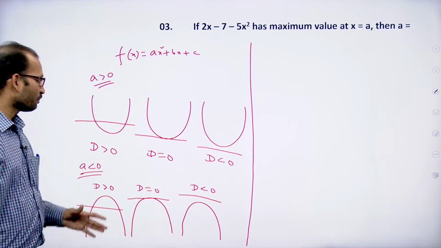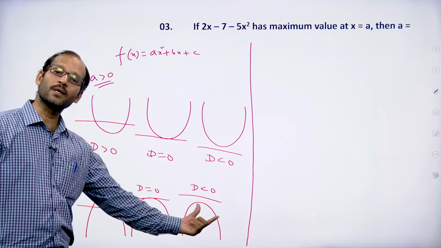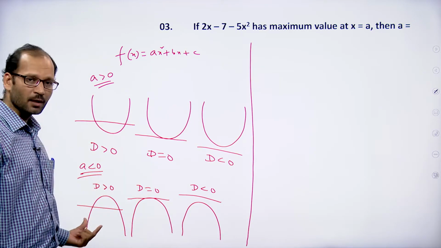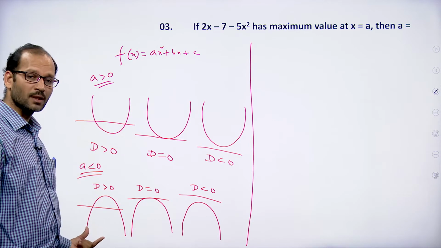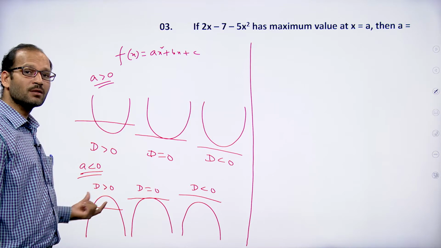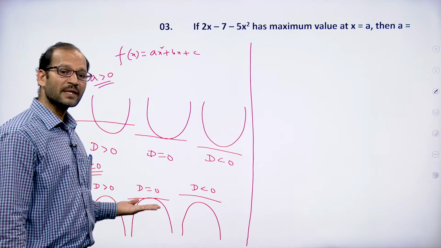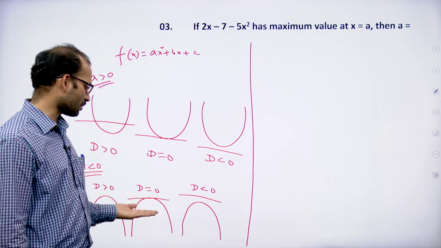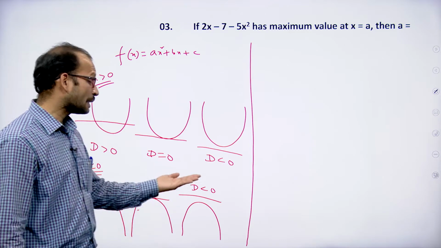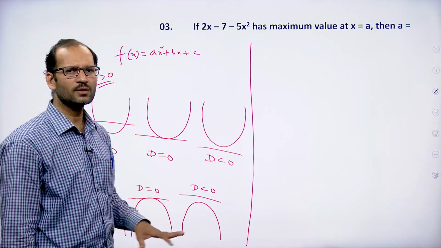So therefore, whenever the coefficient of x square is negative, the graph opens downwards, and this is what we call a parabola. The parabola opens downwards, and if the discriminant is greater than 0, it intersects the x-axis at 2 distinct points. If the discriminant is equal to 0, the graph touches the x-axis. If the discriminant is less than 0, it will not touch the x-axis. Is it okay? So these are the cases.